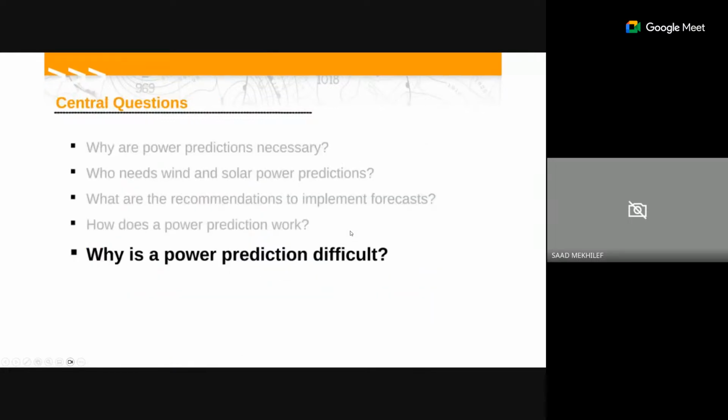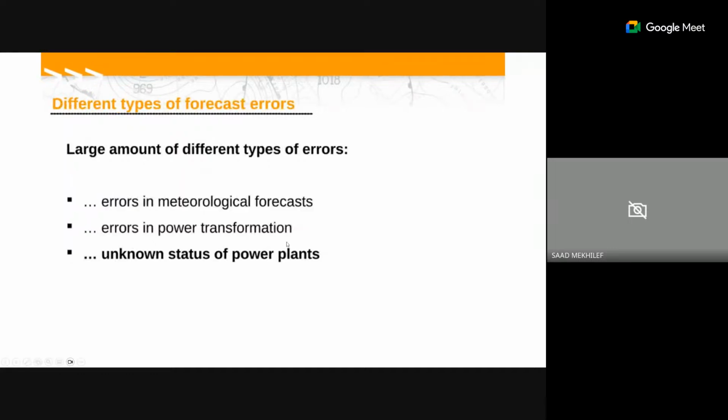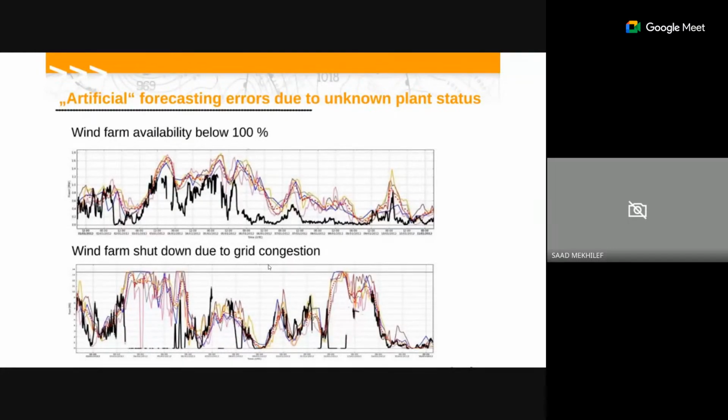Okay, this is for solar, and sometimes it's difficult because errors in the meteorological forecast are very common, as are errors in power transformations, and sometimes there is an unknown power plant. We don't know the power plant, and these are some examples. Wind power availability below 100%. So this is below 100%. Forecasting errors due to unknown power plants.